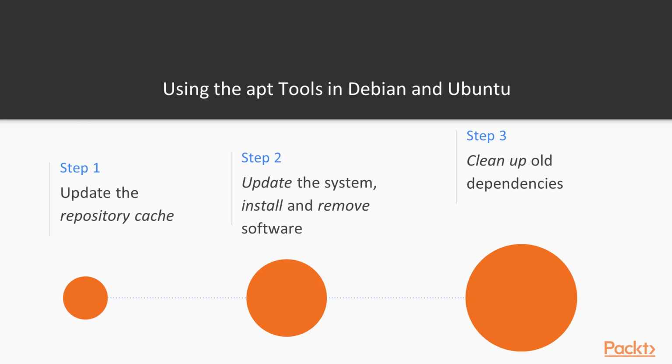Before we do anything to a Debian or Ubuntu system when it comes to package management, we should always update the repository cache. This will make the system aware of any new versions in the repository. If we don't do this, the system might say that there are no updates when there are in fact updates available. The repository is kind of a list of all the software that is available for our system.